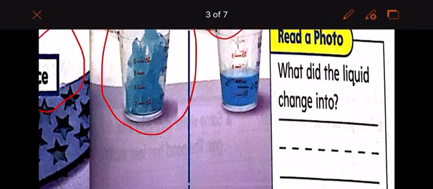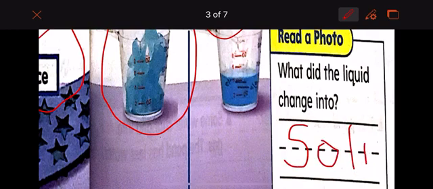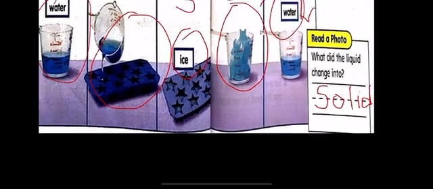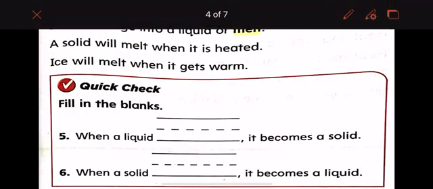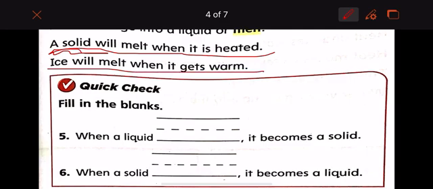What did the liquid change into? So it changed into a solid. All right, please write it down. Okay, here, as we said, the solid will melt when it is heated. Ice will melt when it gets warm.